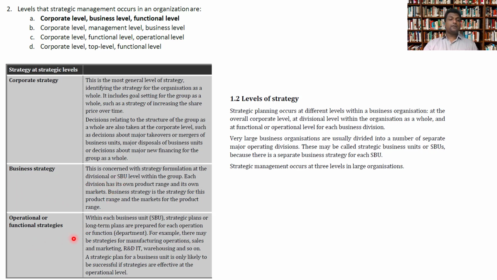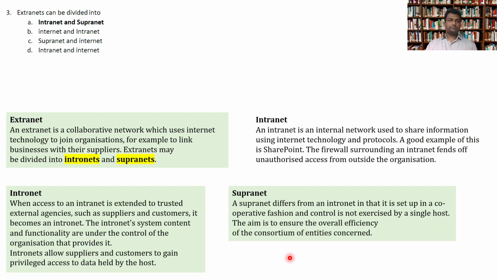And finally, these decisions are affecting the day-to-day operations in the strategic business unit itself, or the department, or even with the day-to-day operations of the whole organization it may affect. So these decisions will also affect operational or functional strategies as well. So the second question: corporate level, business level, and functional level are the three levels where strategic management occurs in an organization. Now let's move on to question number 3.